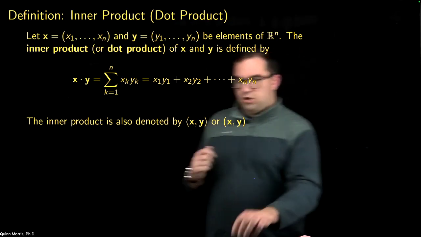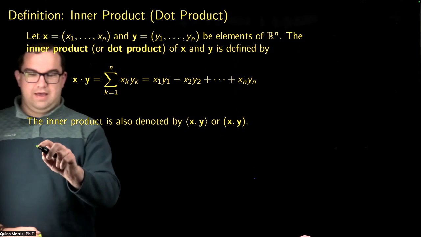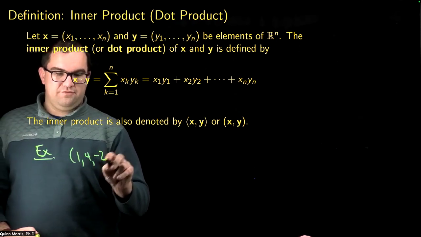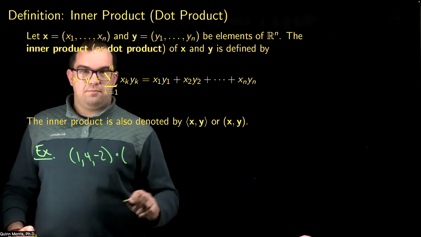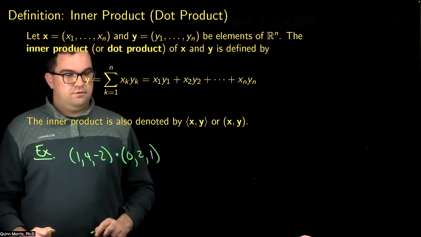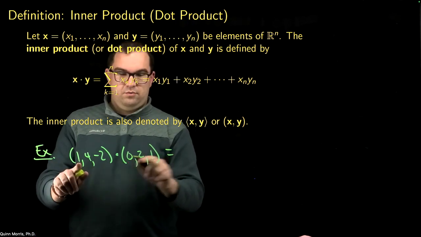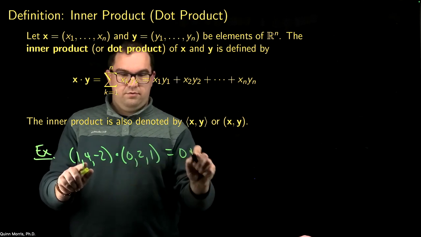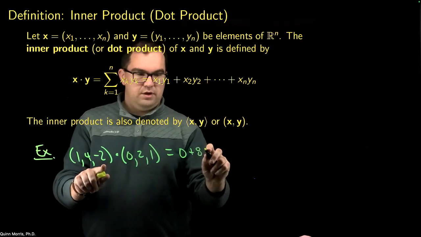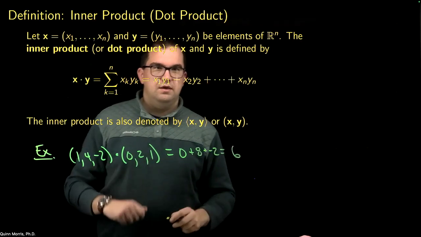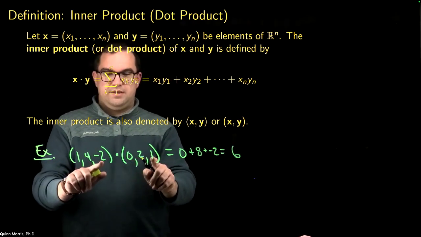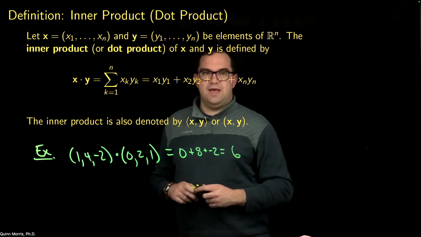Okay. So, for example, if I have the vector 1, 4, -2, and I want to take the dot product with 0, 2, 1, that's just going to be 1 times 0, which is 0, plus 4 times 2, which is 8, plus -2 times 1, which is -2. And that'll give me an inner product of 6. So I'm just taking the products of corresponding entries and then adding them all together.